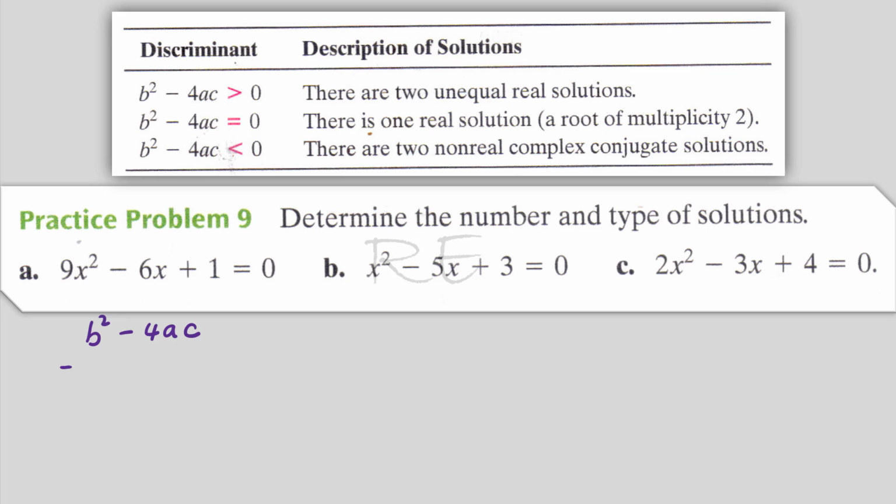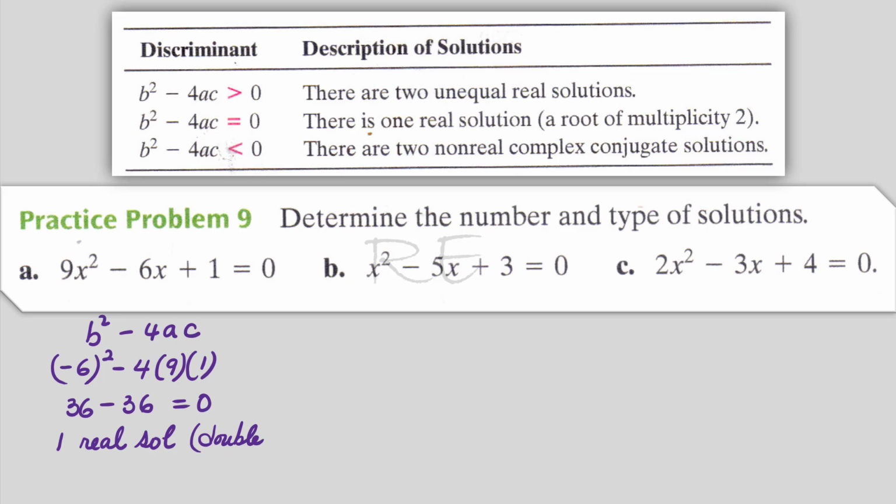b squared minus 4ac, negative 6 squared minus 4 times 9 times 1. Negative 6 squared is 36. 4 times 9, 36 times 1, 36. 36 minus 36 is 0. One real solution, multiplicity 2. Double.